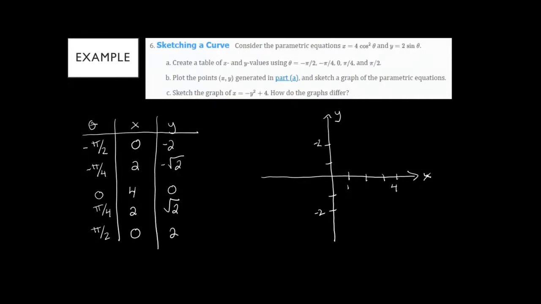We've got 0, negative 2, then 2, negative square root of 2, which is about negative 1.4. So I'm going to just estimate it right here. Then 4, 0. Then we have 2, square root of 2, so I'm just estimating where it's at. And then 0, 2.